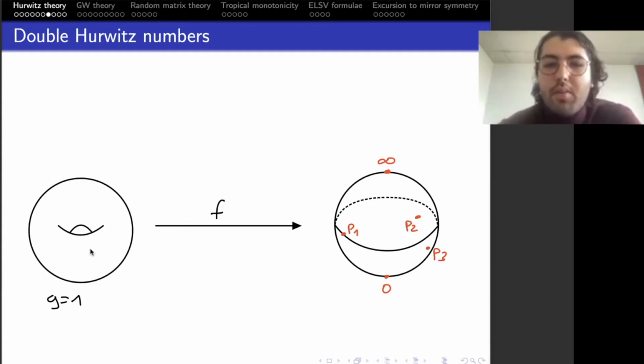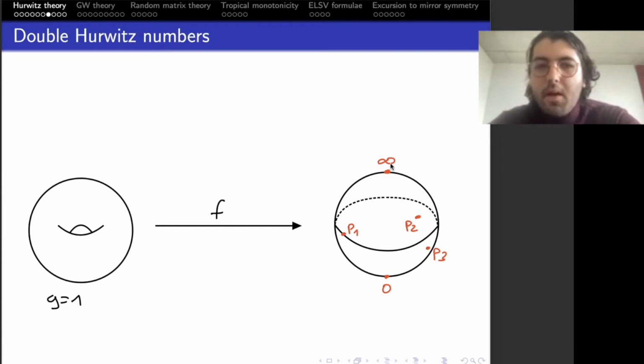Then I simply count all possible non-constant holomorphic maps from any compact Riemann surface to this Riemann sphere. So this is the definition of double Hurwitz numbers. And of course they are called double Hurwitz numbers because I have 2 points where I can have arbitrary ramification, namely 0 and infinity. Okay, so the first question you might ask is, if I count these maps, why is this always a finite number? I claim that these are numbers, but of course it could be that there are simply infinitely many maps.